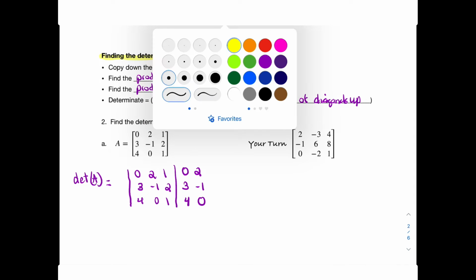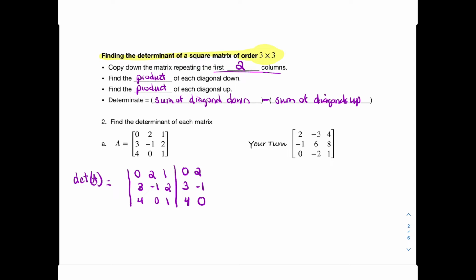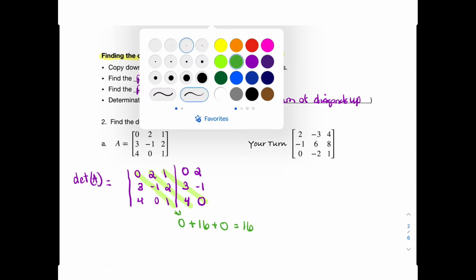Now I'm going to find the product of all the diagonals down. I would suggest you use a highlighter or something, because it's very easy to get lost in your rows if you don't. The first diagonal gives me 0. Then I add the product of the next diagonal down, which is 16, plus the product of the last diagonal down, which is 0. So the sum of my diagonals down is 16.